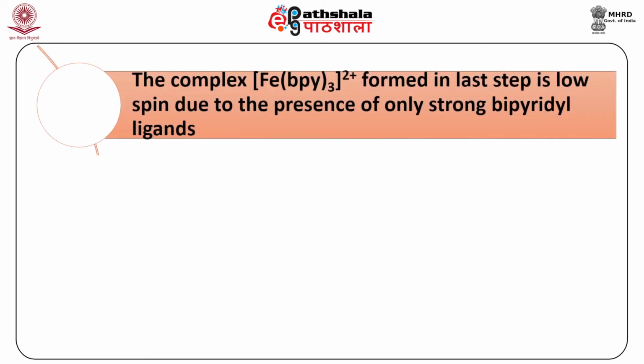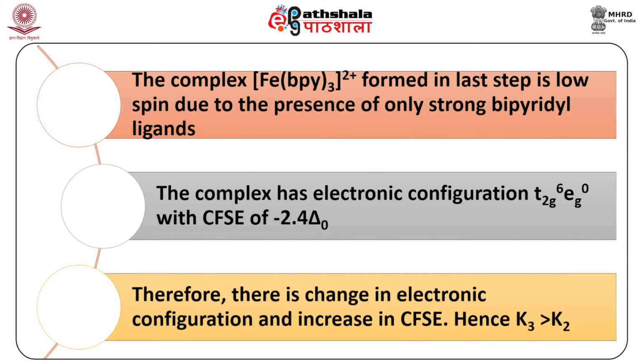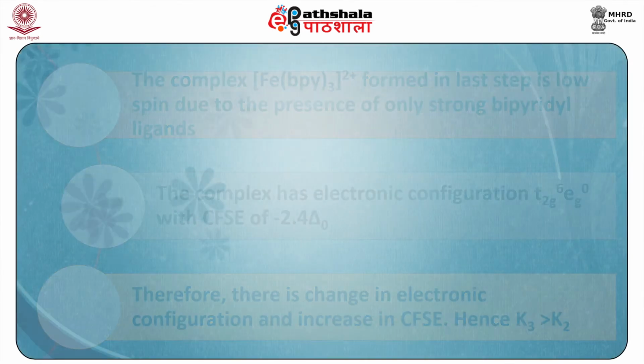The complex Fe(bipy)3 formed in the last step is low spin due to the presence of only strong bipyridyl ligands. The complex has electronic configuration t2g6 eg0 with CFSE of -2.4 Δ0. Therefore, there is a change in electronic configuration and an increase in CFSE. Hence, K3 is greater than K2.